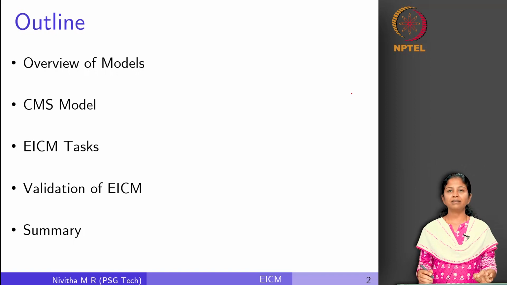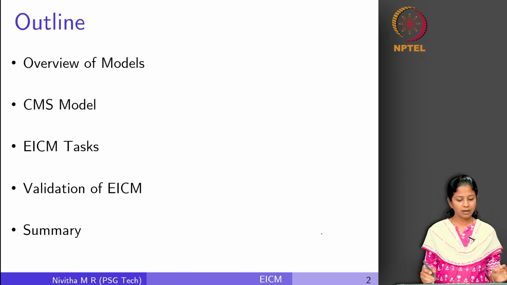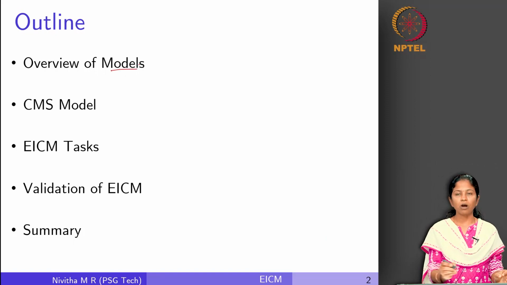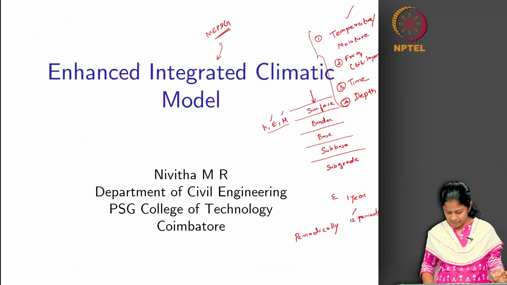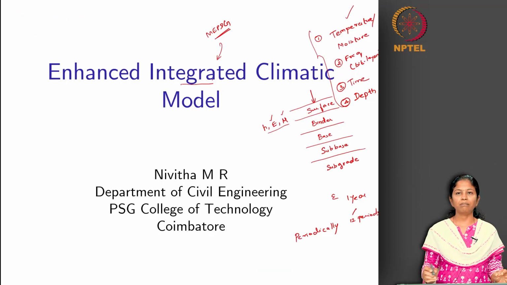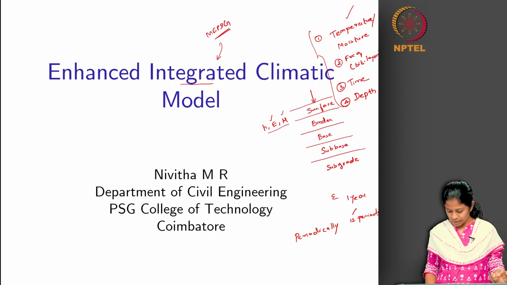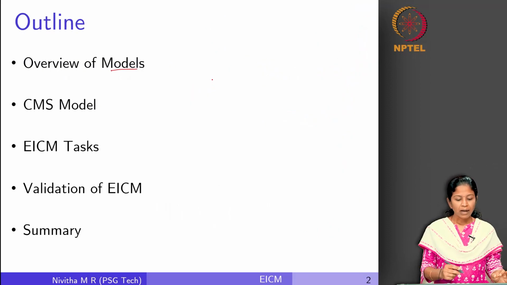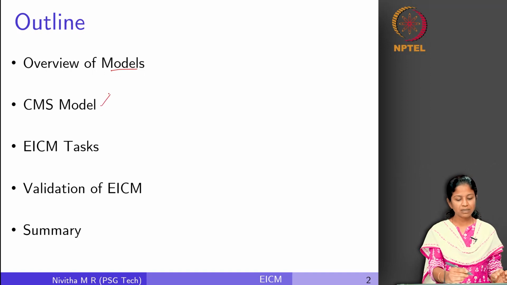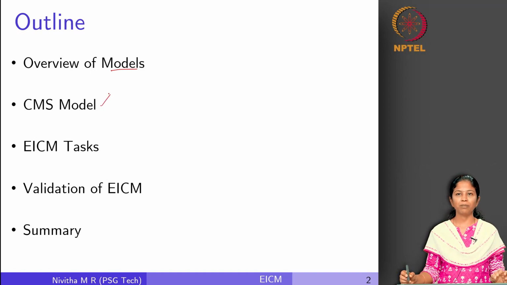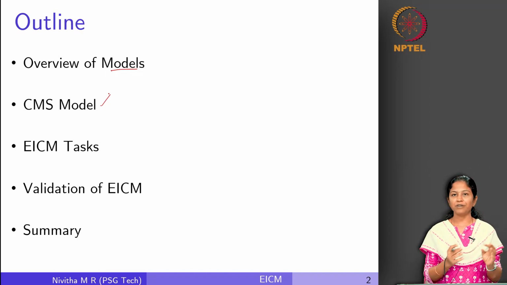Having said that, this is the outline for this topic. Initially we will talk about the models which are available in EICM. EICM is an integrated model, as the name says, an integrated climatic model which has a lot of sub tasks or sub models. To a larger extent we will see the CMS model in specific, because it is the model which is going to give us the material properties as a function of all these climate inputs.